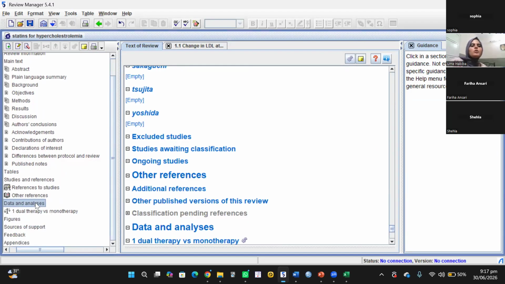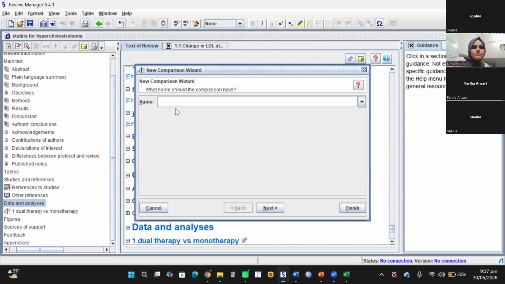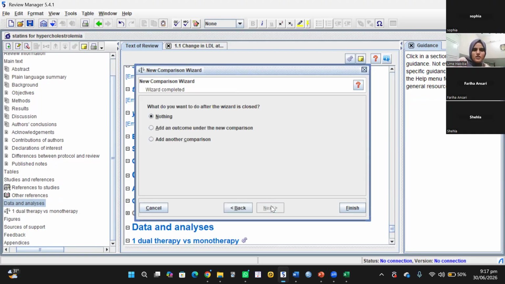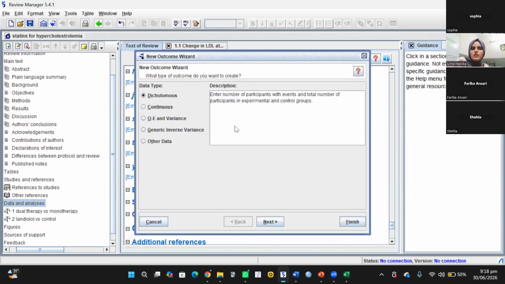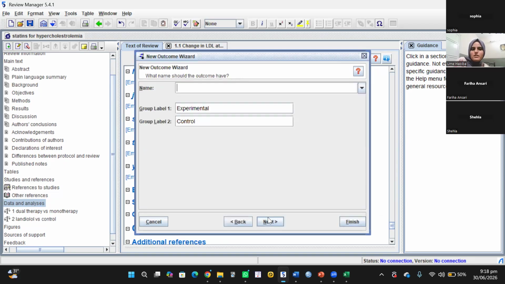I want to create a new comparison, right? Because the drugs are different. Landiolol, name of the comparison is versus control. Is that right? Next, what do I want to do? I want to add an outcome under the new comparison, right? What's the outcome that I'm assessing? What was the outcome? I'm assessing AFib. It's a dichotomous outcome. Next.